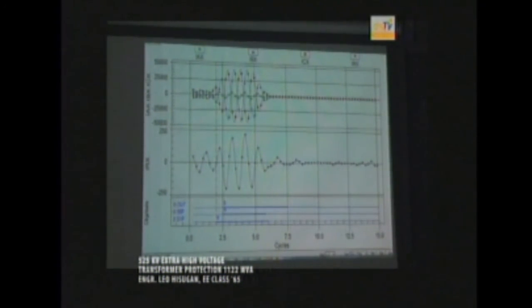Is it correct or not correct? More coffee, please, more coffee. Okay, let's see what we have.